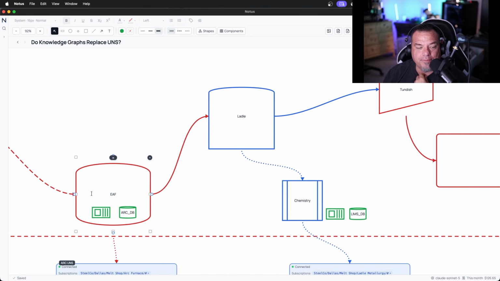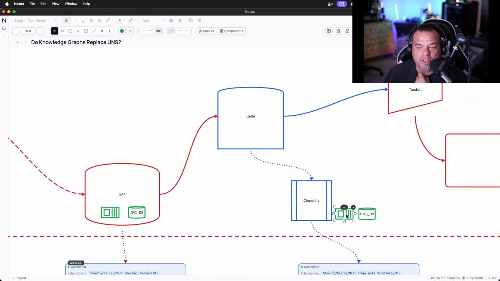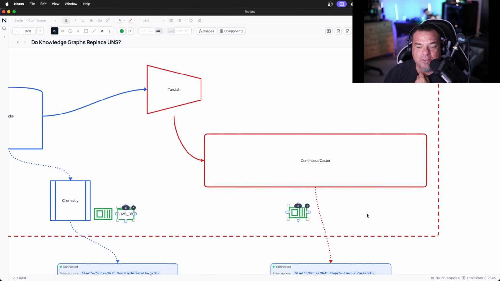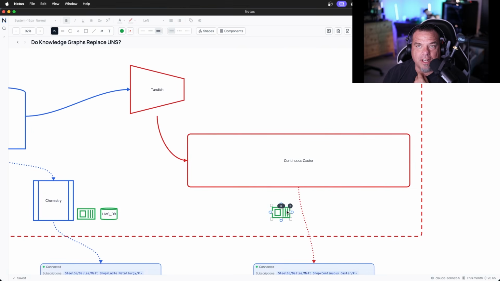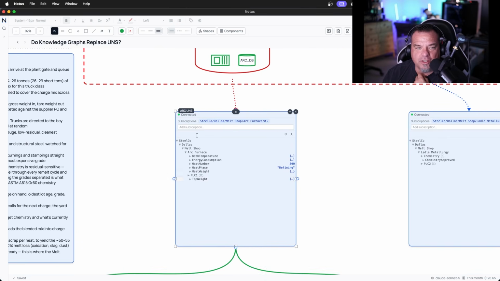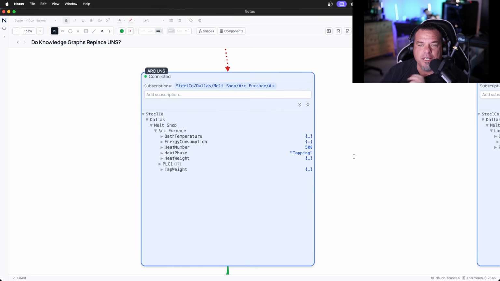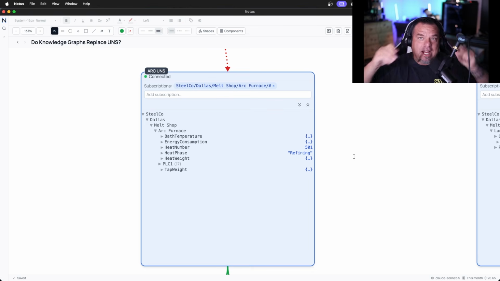So I've got database, PLC, database. In chemistry, I've got a PLC plus the LIMS database, and in the continuous caster, I've got a PLC. When we build our unified namespace, let me zoom in here, we connect to our PLC, we connect to our database, we install our IIoT platform, and we ask ourselves, how is the business organized?